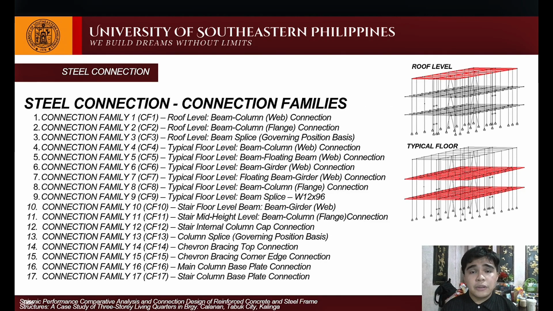We have 17 connection families, and 3 are for the roof level. Since the third and second floors are the same, they will be labeled as typical floor level, and the others are for the stairs, the bracing, and for the footing.